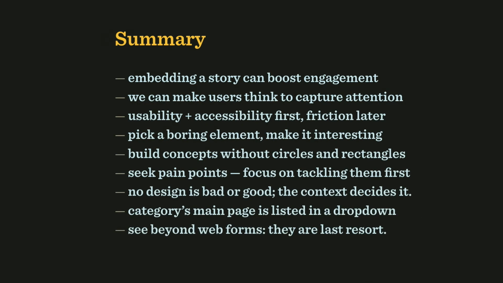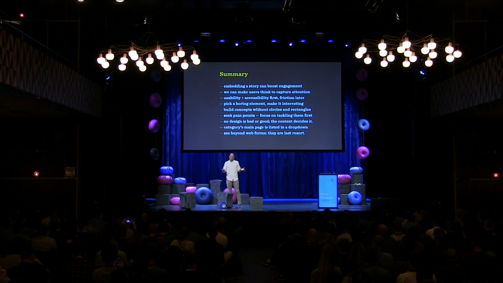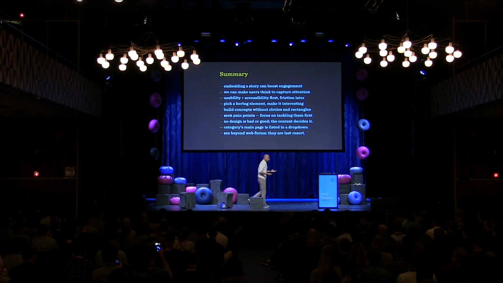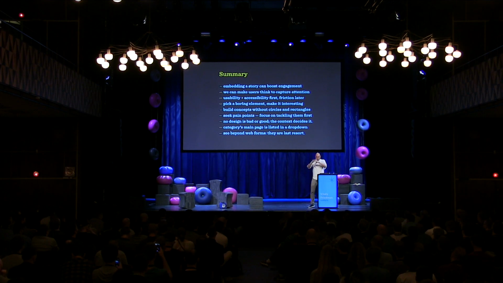So essentially, what we can do is a couple of things, right? We can embed a story to boost engagement. We can make users kind of try to think a little bit by adding a little bit of friction. We can pick the most boring element and try to make it a bit more interesting. One thing we always start with when we start designing is thinking, what would the experience or the interface be if we didn't use any rectangles, squares, circles, or triangles? Is there anything else? Well, I can use all kinds of shapes, any organic shapes and so on.